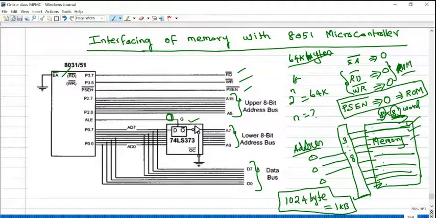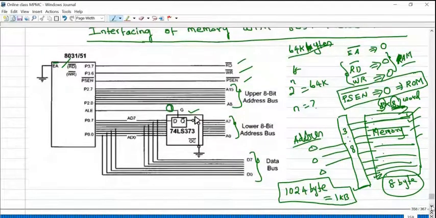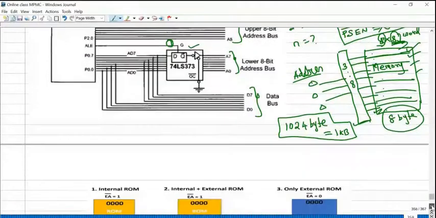So 2 byte, 3, 4. So in this example, 8 cross 8 meaning this is 8 byte. The memory capacity of this particular IC is 8 byte. These are all some basic terminology to understand the interfacing concept of memory with the microcontroller.